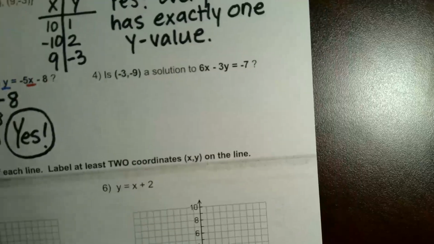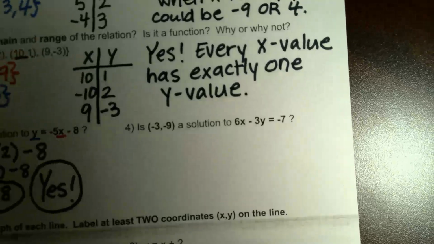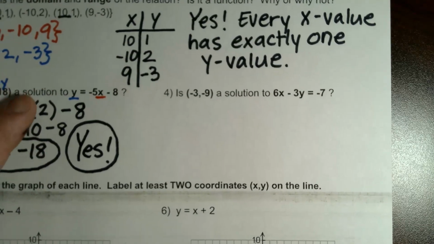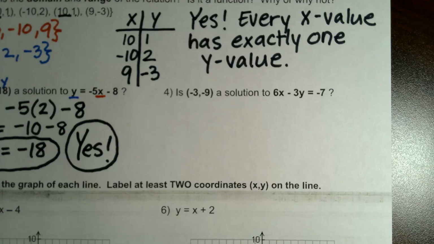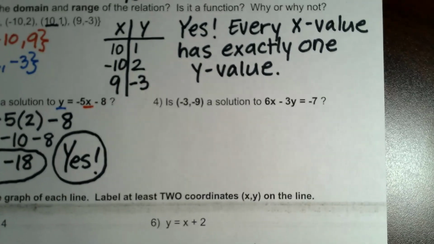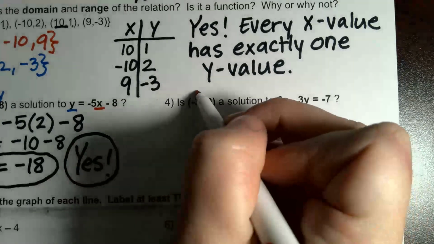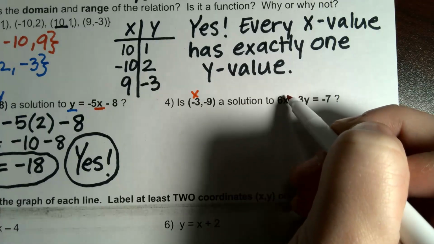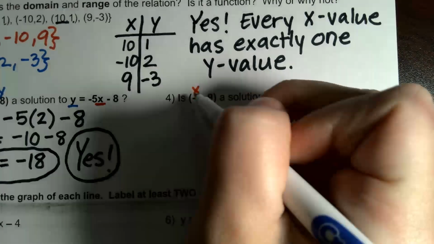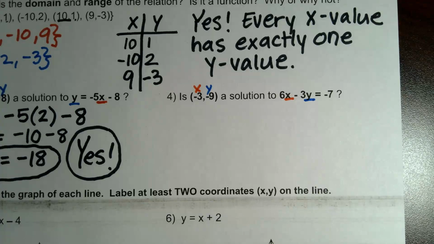Number 4 is the same kind of question. Is negative 3, negative 9 a solution to 6x minus 3y equals negative 7? How are we going to solve this? We're going to plug the numbers in. So remember, we have x here, we have y here, and we're just going to plug them in.